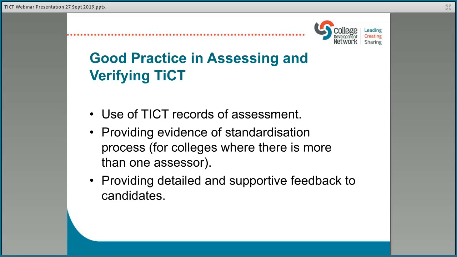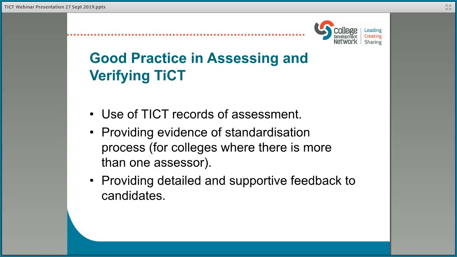If you're in a college where there are a number of assessors involved in assessing individual candidates' work, it is really useful to include pre-delivery meeting notes or any records of any prior standardisation discussions that have taken place. This is good practice and something that will happen with other qualifications that you deliver, and it's a great way of highlighting the effectiveness of your existing quality assurance processes. It also provides support for any new assessors involved in delivering Teaching Colleges Today for the first time.